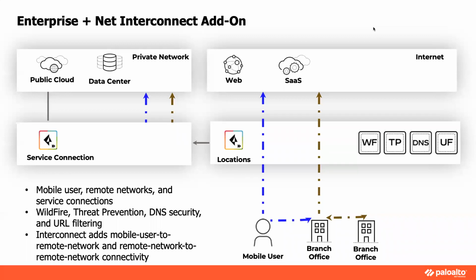Otherwise, the only path for a mobile user to get out, say, to a branch office would be if there were specific rules to allow inbound traffic to a remote network, and a user went out to the internet and came back in.